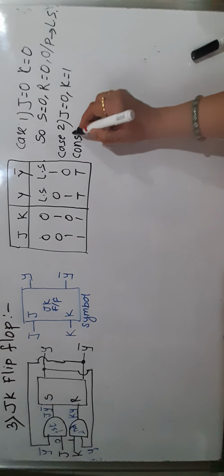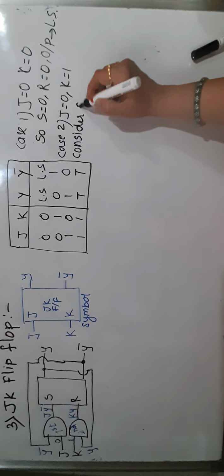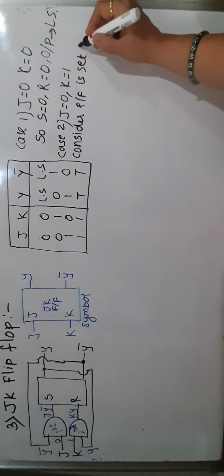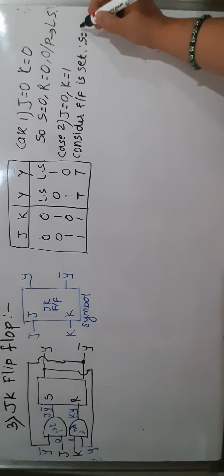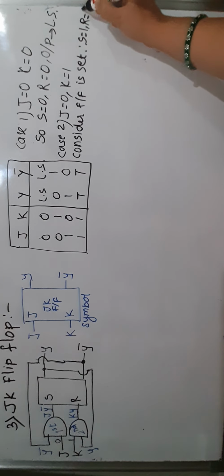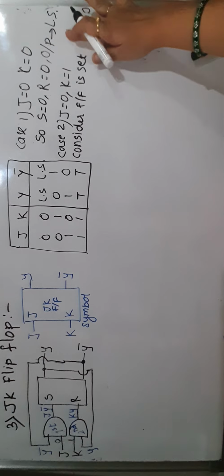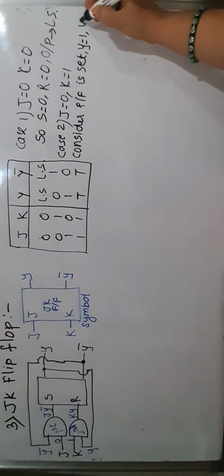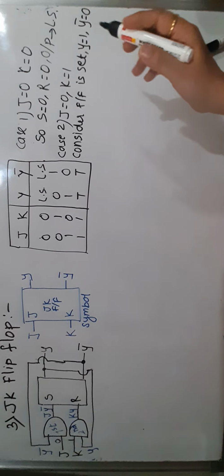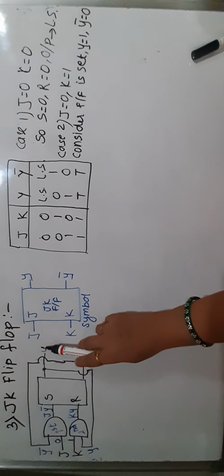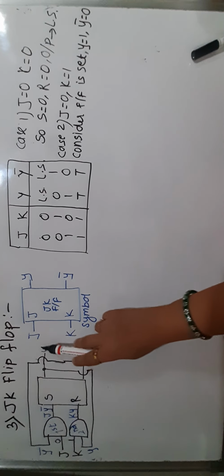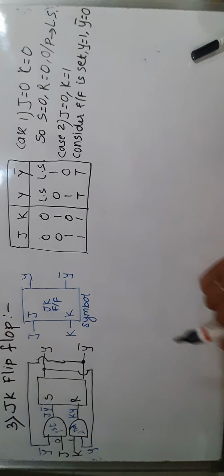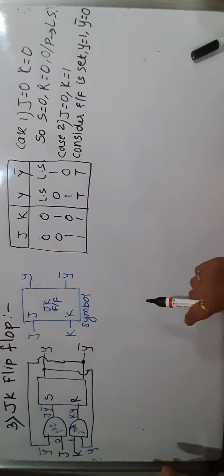So consider the flip flop is set. Flip flop is set means Y is 1, Y bar is 0. Flip flop is in set condition. Let's assume the output of the flip flop is in set condition. So set means Y will be 1, Y bar will be 0. So now let's see what happens here.